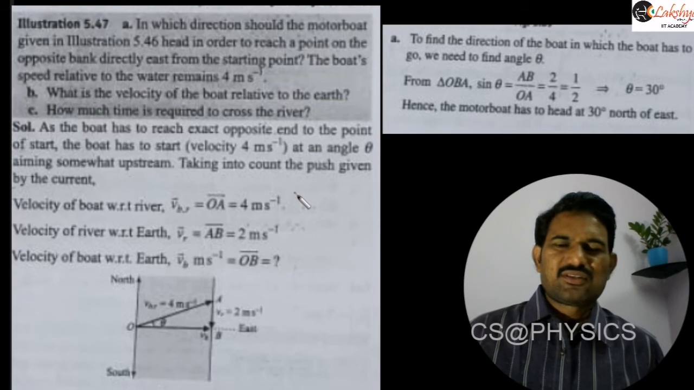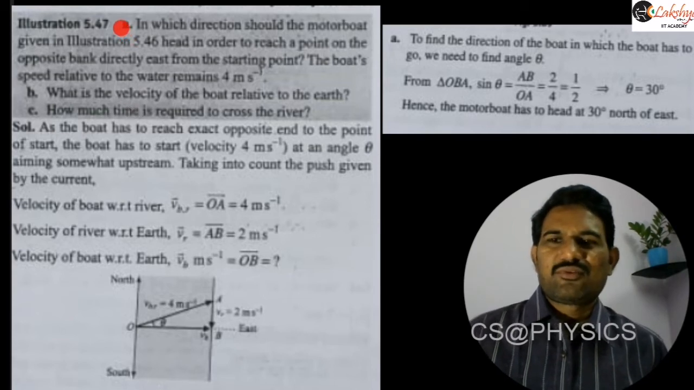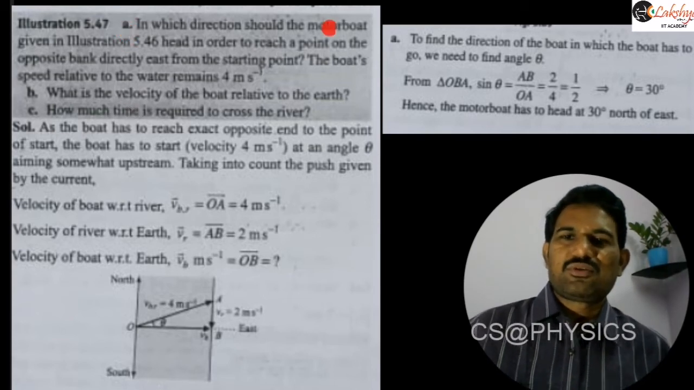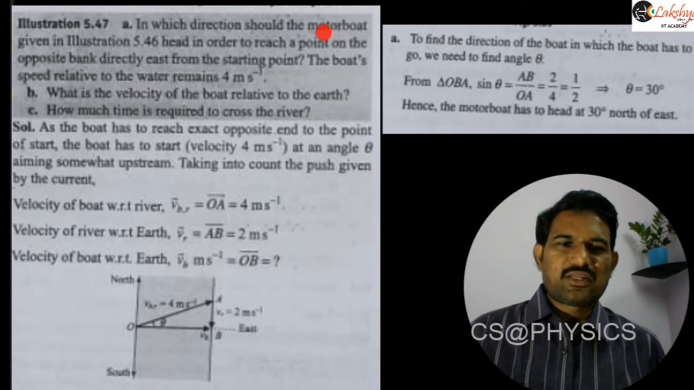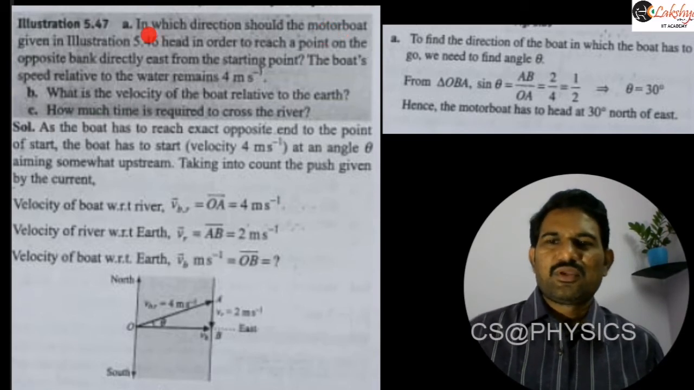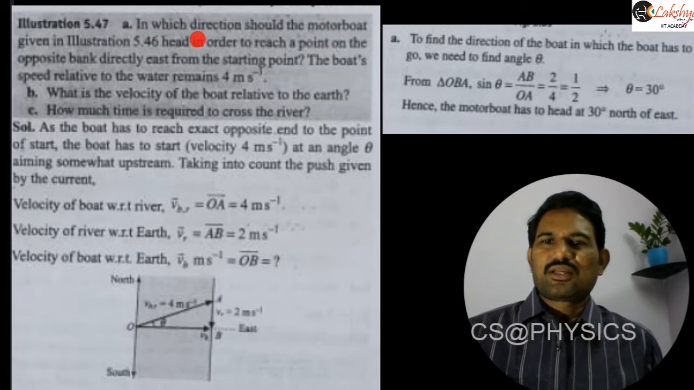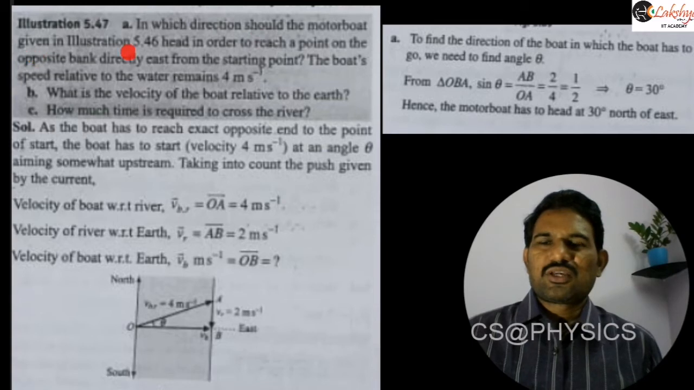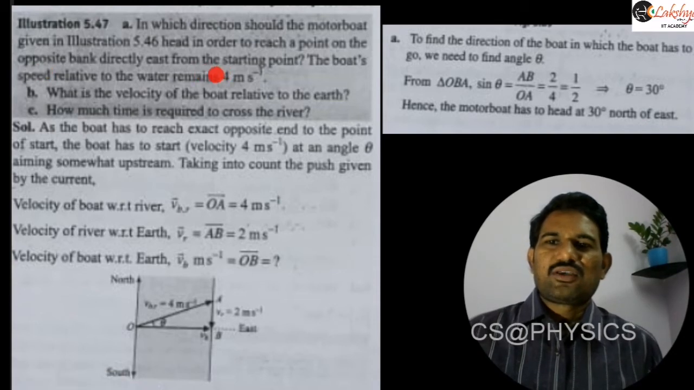So next, this is also like our previous problem only. Once I explain the data, you can solve this problem also. In order to reach the directly opposite point, in which direction should the motor boat given in the illustration head in order to reach the point on the opposite bank directly east from the starting point? The boat speed relative to the water will remain 4 meter per second.